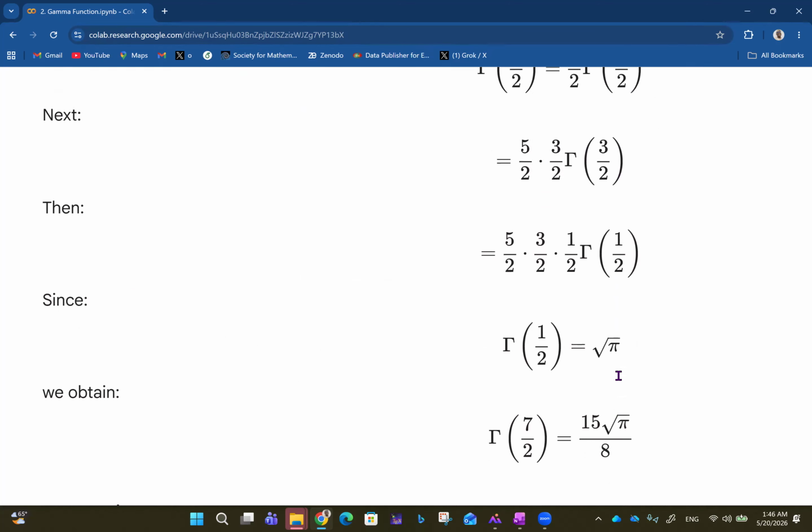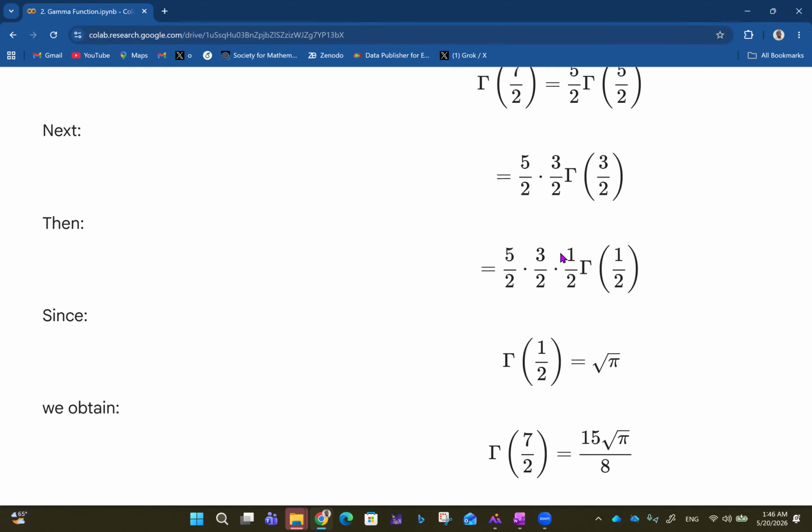And the value is gamma half is root pi. So gamma 3 over 2 now is half gamma half. So gamma half, you don't need to break it further because gamma half is already square root of pi. So you can then say 5 times 3 times 1, that's 15. 2 times 2 times 2, that's 8. Then gamma half is root pi. So gamma 7 over 2 is 15 root pi over 8.